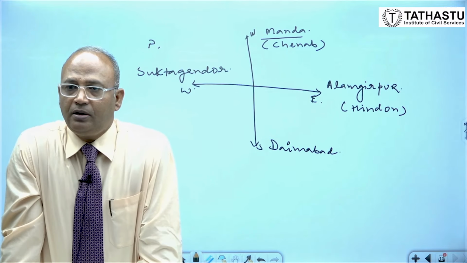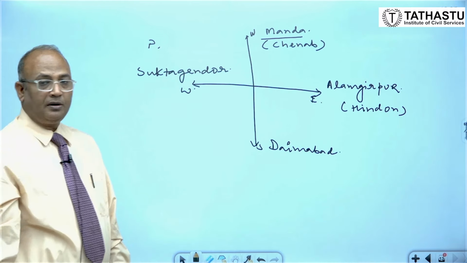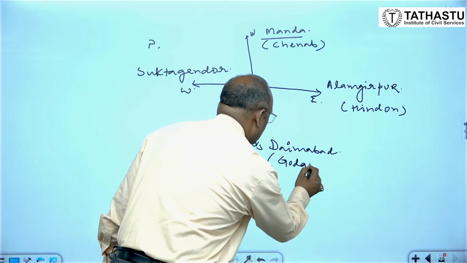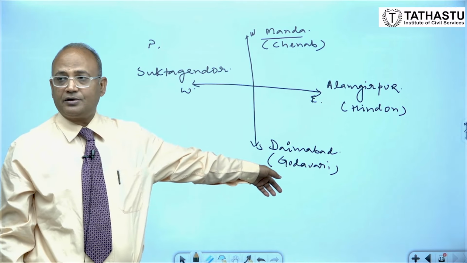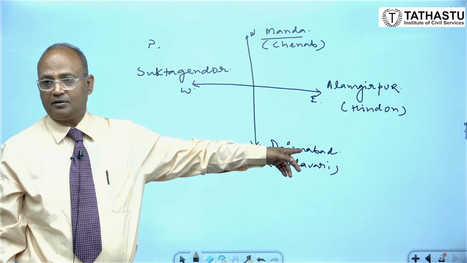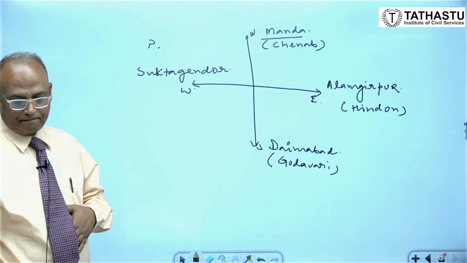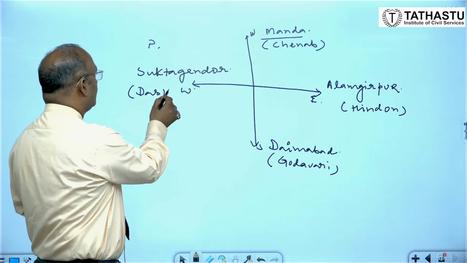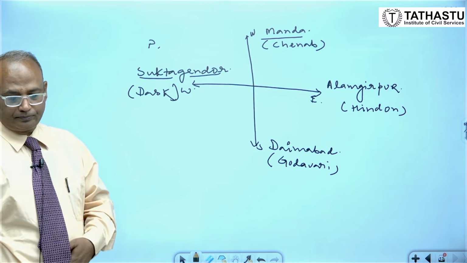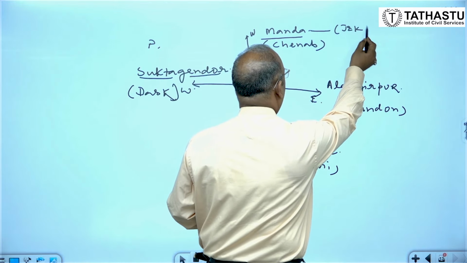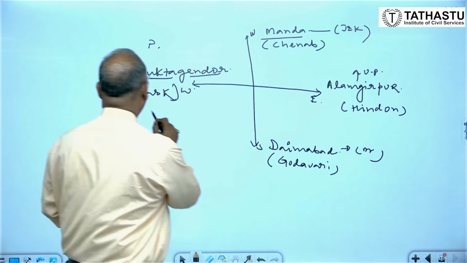Manda is situated on the bank of river Chenab. Alamgirpur is situated on the bank of river Hindon. Daimabad is situated on the bank of river Godavari. See, this fact I had not told you earlier because it is going to come here, that's why I am telling you. It can be asked in the PT: the site situated on the bank of which river, or they can give the site and ask the river's name. Sutkagendor's river name is Dasht. So Manda is in J&K, Alamgirpur in Uttar Pradesh, Daimabad in Maharashtra, and Sutkagendor in Baluchistan.